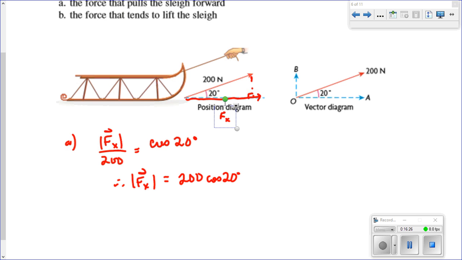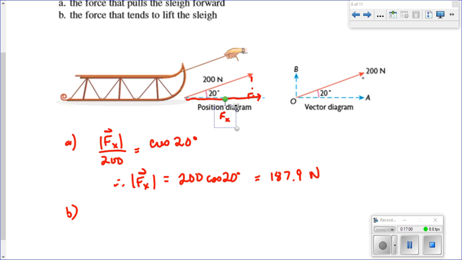Okay, that would be, just going to go to my calculator here. About 187.9 newtons. Okay, that would make some sense here. For B, the force that tends to lift the sleigh forward. So if Kayla's pulling this sleigh on that angle, there's going to be a force that pulls the sleigh forward, and a force that tends to lift the sleigh upwards. Okay, that'll be the other one.